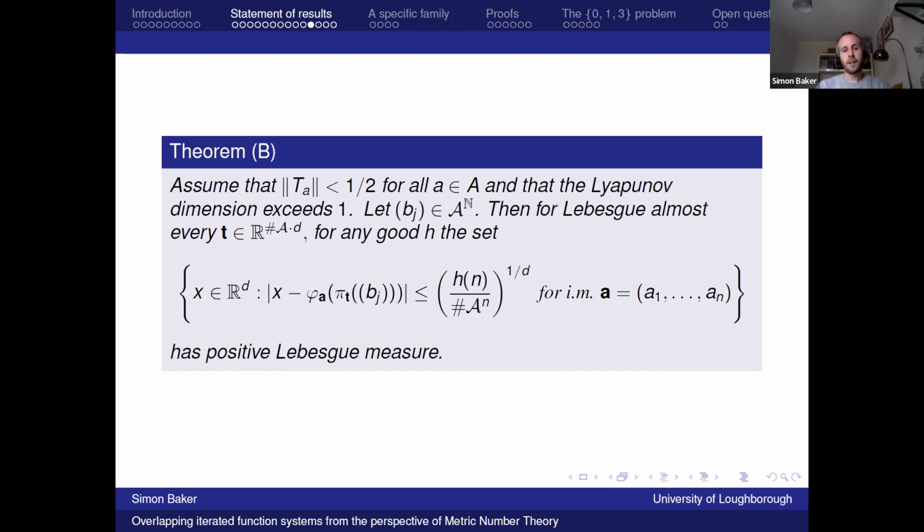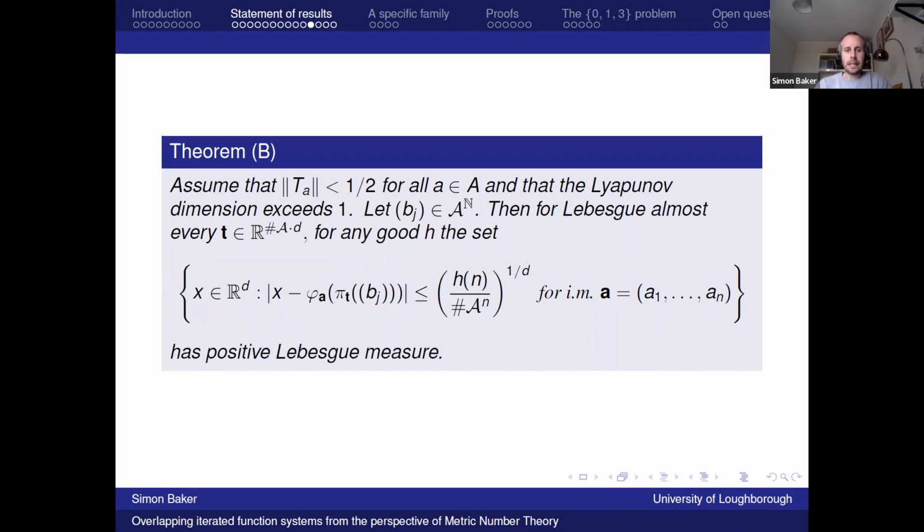If you fix a sequence B_j, then for Lebesgue almost every translation, if you consider the limsup set located at the images of the projection of B_j, looking at approximations provided by these images with error determined by some function h, then this set is going to have positive Lebesgue measure.